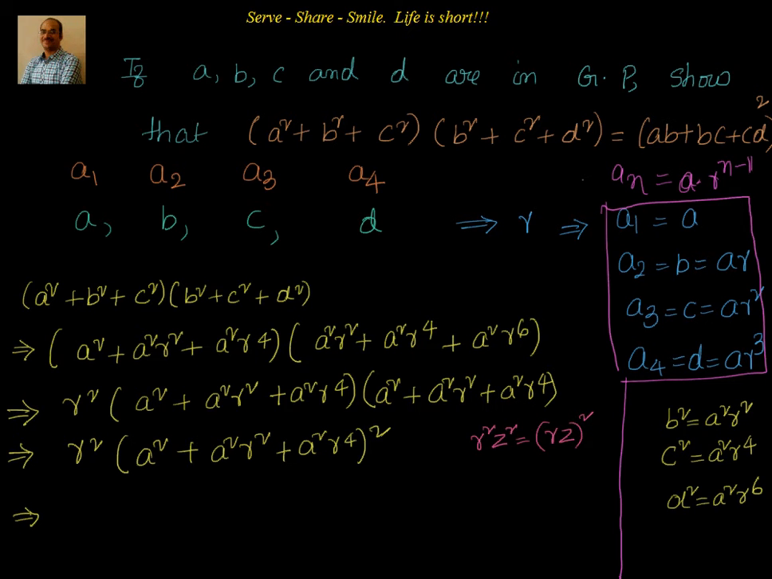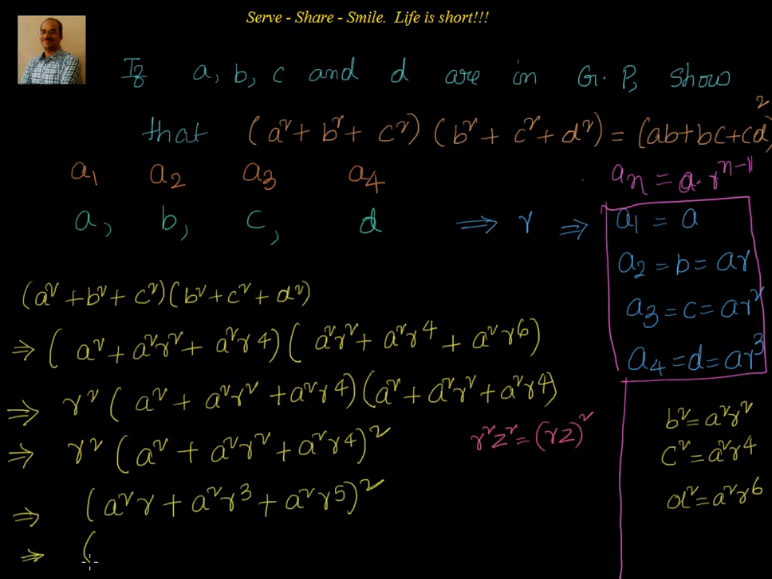So the next step will be, I can write it as, take r inside, I will have (a²r + a²r³ + a²r⁵) whole square. You should be okay with this, because now this is nothing but r²z². We have written it as (r into z) whole square. So r into z: r into a², r into a²r², r into a²r⁴.